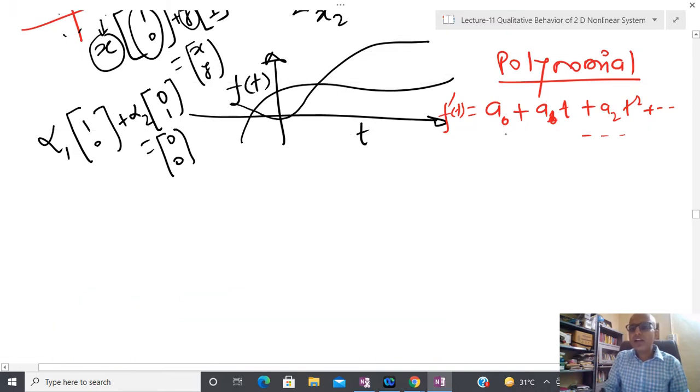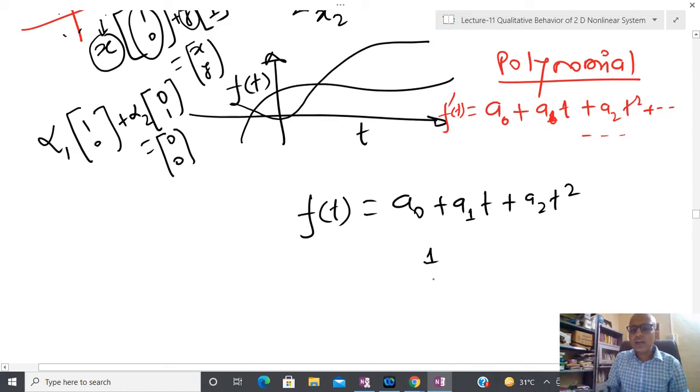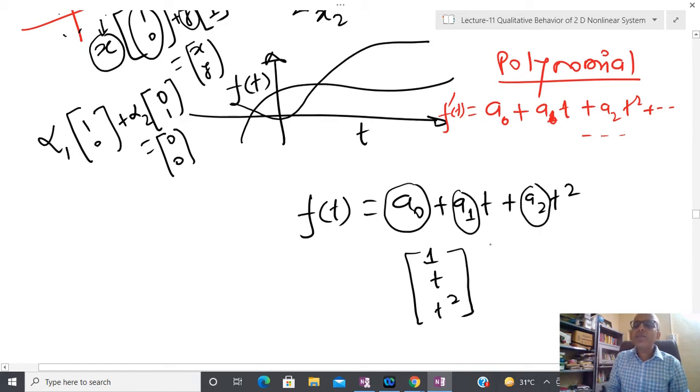Suppose you take some kind of quadratic polynomial for simplicity. If I take a0 plus a1 t and after that a2 t square, it is possible to show that here my basis is 1, t, t square. So any quadratic polynomial, if you know 1, t, t square, then the coefficients just give the coordinates of that particular polynomial.